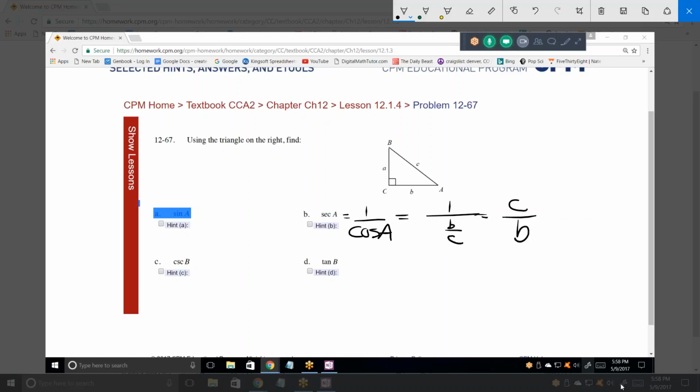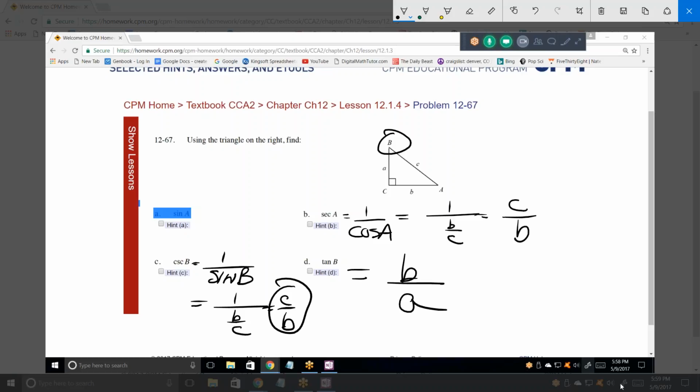Let's do the cosecant the same way. What's that 1 over? B over C. What's the reciprocal of cosecant? Sine. Okay. Sine of B. And now sine of B is what? B over C. Which means this is C over B is the answer. And finally, the tangent of B. B over A. All right. Good place to end it.